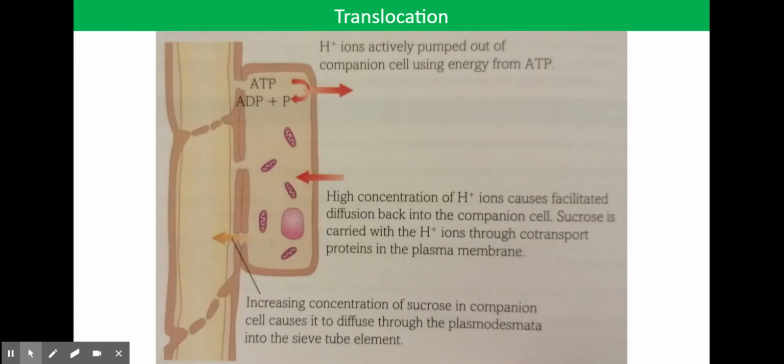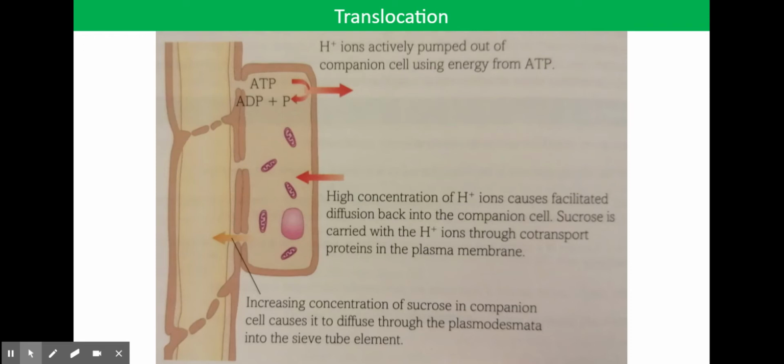Sucrose is loaded into the sieve tube by an active process. This involves the use of energy from ATP in the companion cells. The energy is used to actively transport hydrogen ions out of the companion cells. This increases their concentration outside the cells and decreases their concentration inside the companion cells. As a result, a concentration gradient is created.